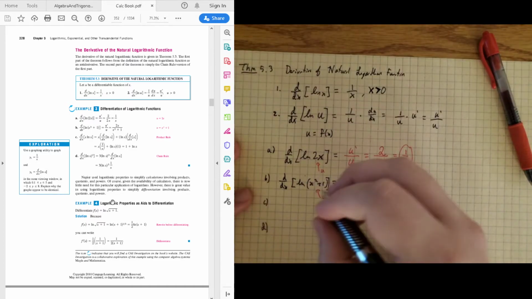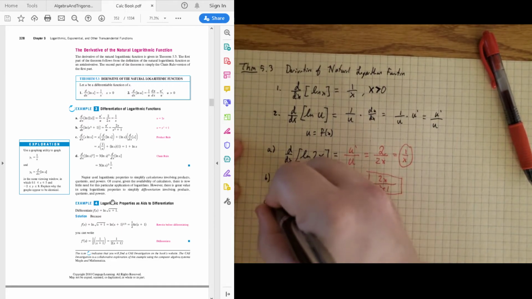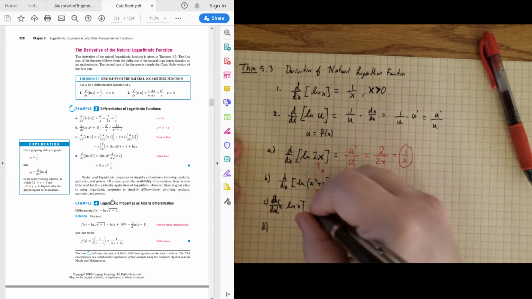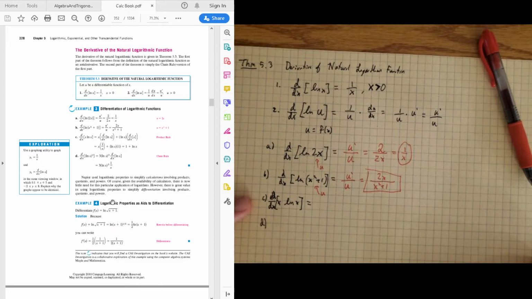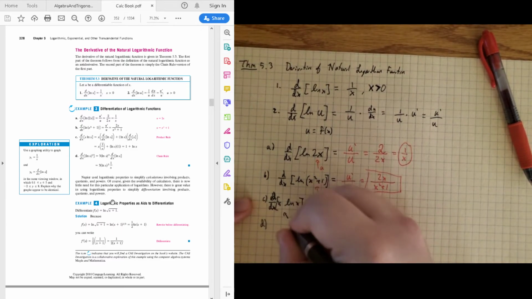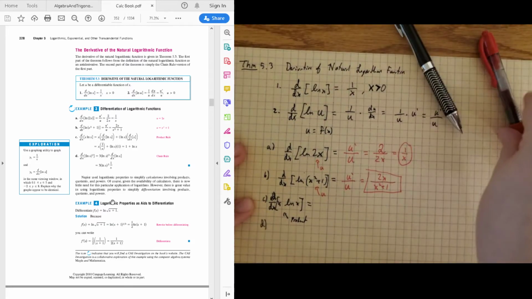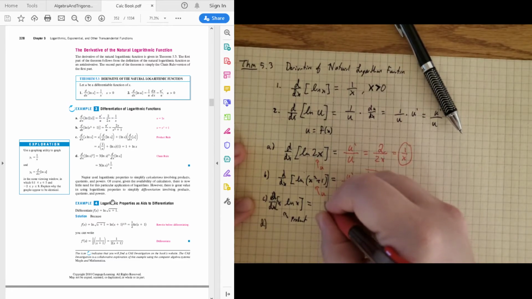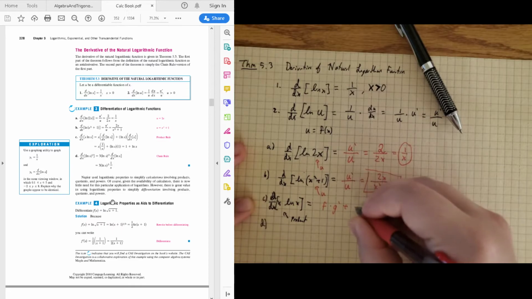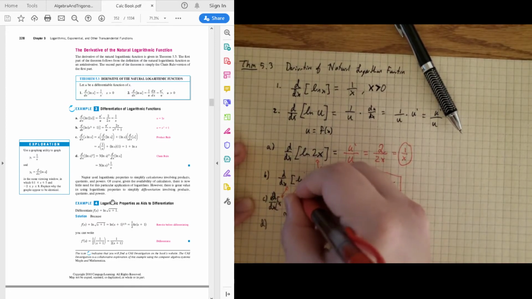For C, we have x ln of x as our function, d dx. Okay, this is where it's helpful to remember some things from previous chapters. We have here the product rule. So this tells me I have to use the product rule, which states left d right plus right d left, where in this case this is my f and this is my g.